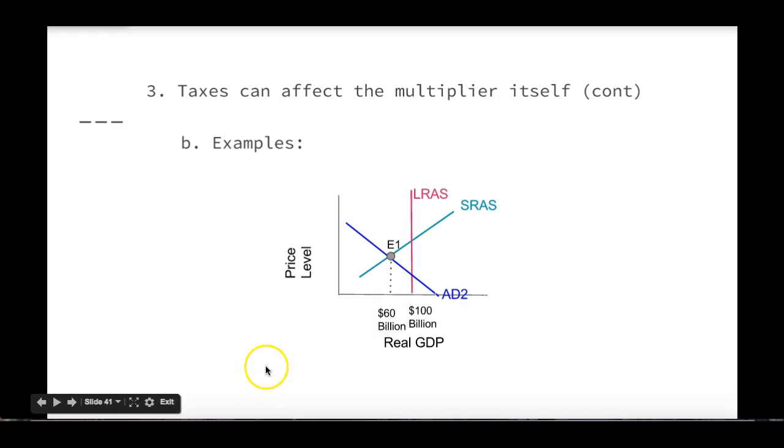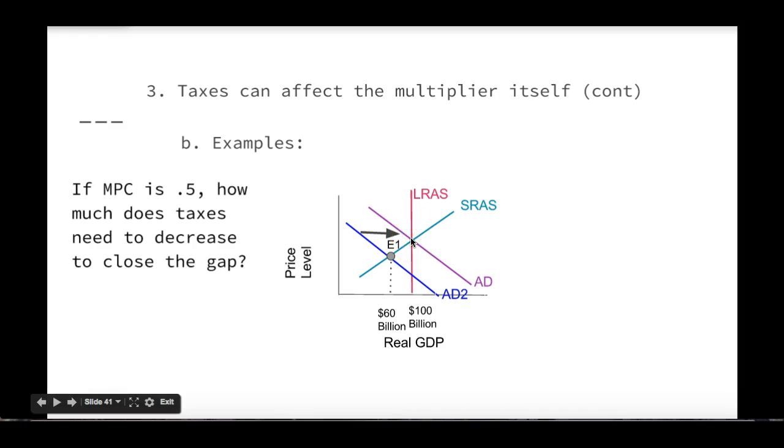So instead of doing government spending, we want to move our aggregate demand curve to the right to try and get here. But what if instead of increasing government spending, we want to decrease taxes? All right, so let's say the MPC is 0.5. How much do taxes need to decrease to close the gap? Well, if we went with, for example, our last answer, remember in our last answer we said $20 billion. So if we did $20 billion is how much we're going to drop taxes by.